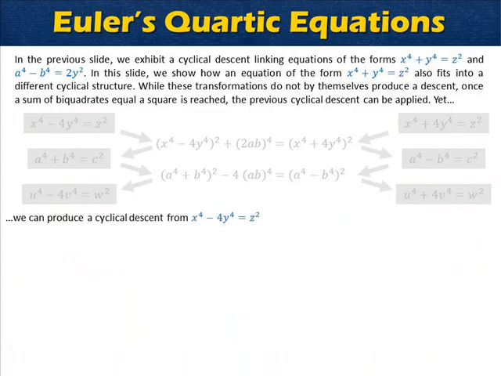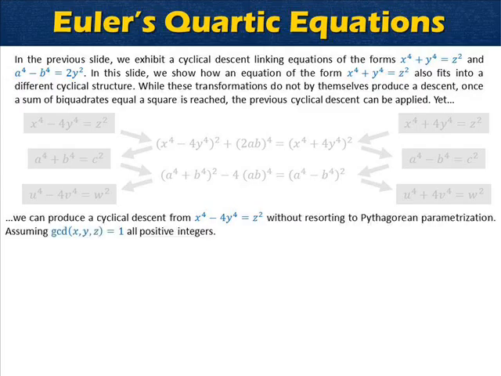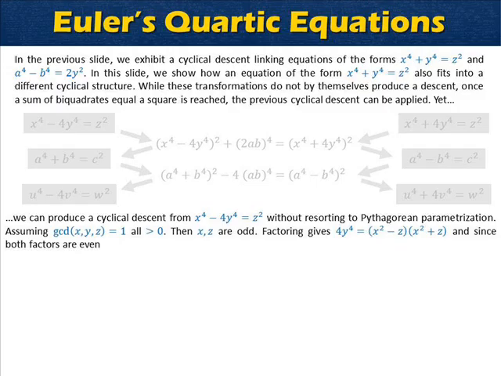Yet, we can produce a cyclical descent from the original equation without resorting to Pythagorean parametrization. We assume x, y, and z are coprime. Then x and z are odd. We factor x raised to the 4th minus z squared, giving this expression, and since both factors are even, each can be divided by 2.